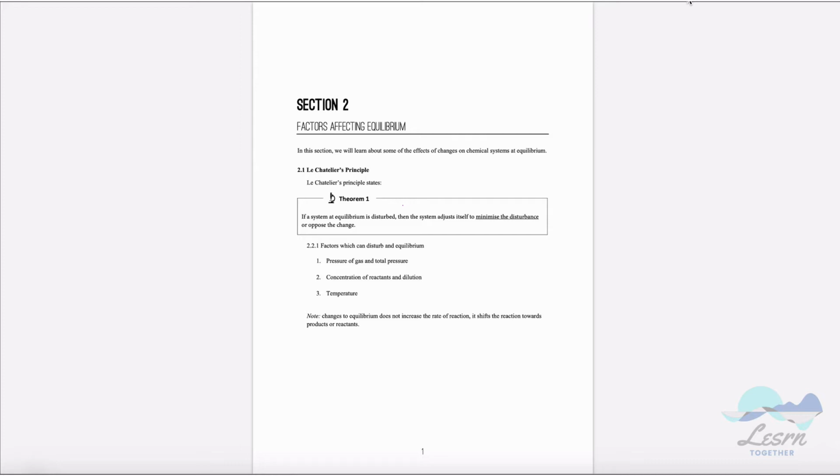Now, what we're going to focus on in this section is, what happens if we temporarily open up that dynamic system to the environment? So we temporarily go from a closed system to an open system. What happens to equilibrium then? The main principle that governs this whole section is known as Le Chatelier's principle.